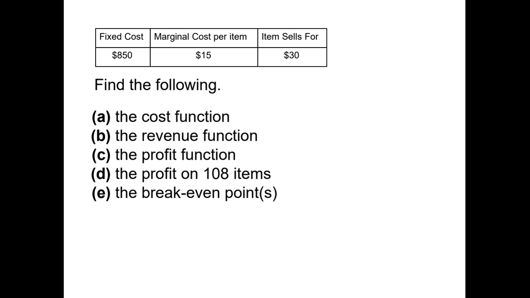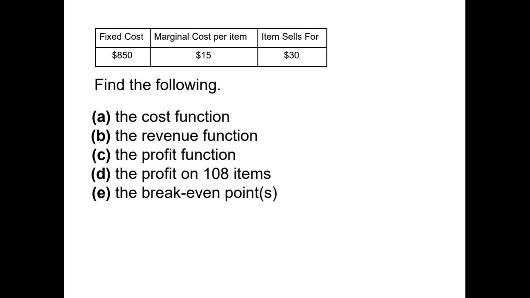All right. Let's look at a question that involves a linear application. Okay, so they give us this information. We have a fixed cost on a certain product, which is $850. We have a marginal cost per item, which is $15, and the items individually sell for $30. And they want us to find the following: find the cost function, find the revenue function, find the profit function, find the profit on 108 items, and find the break even point.